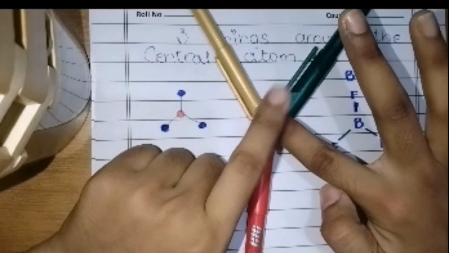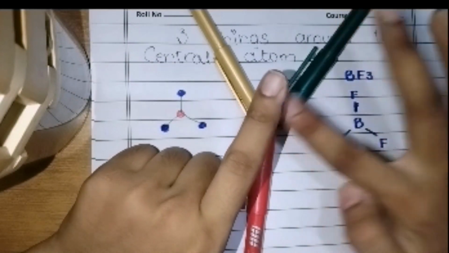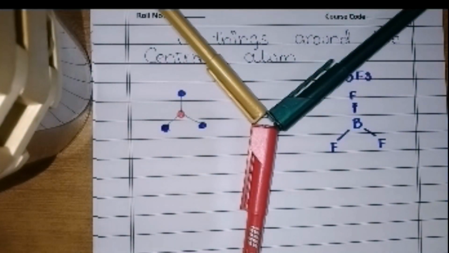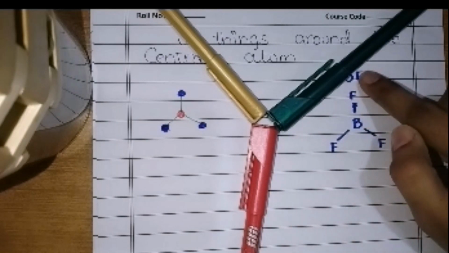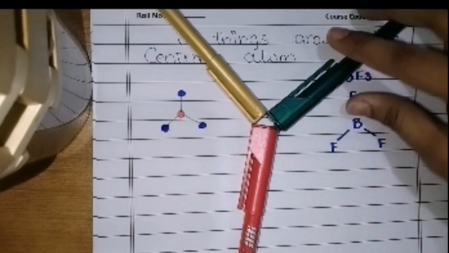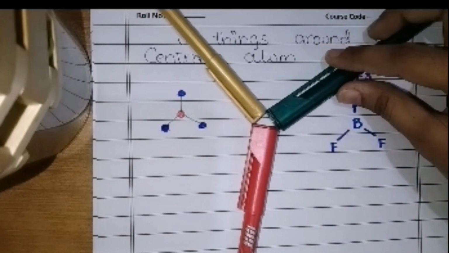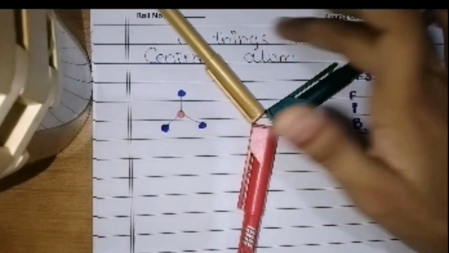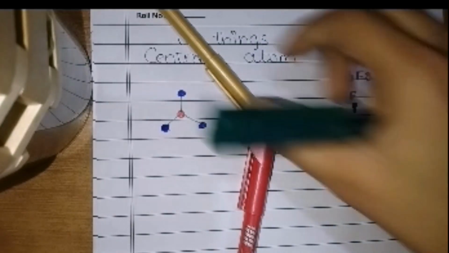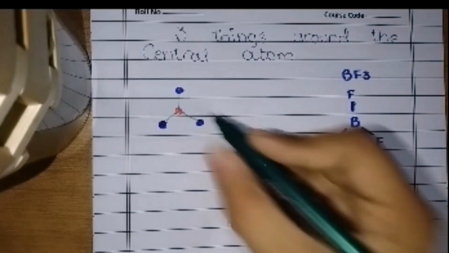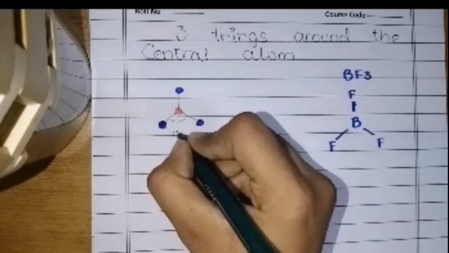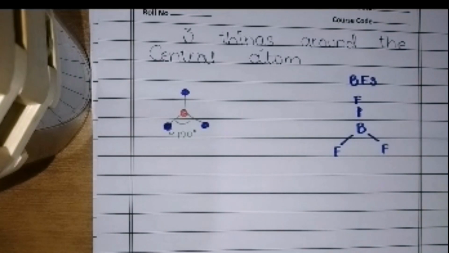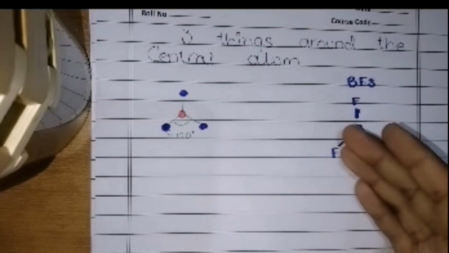Here, this is the central atom. It's in one plane as we can draw on paper. This angle is 120 degrees, and all 3 angles would be the same, 120 degrees, and try to be as far as possible, and the geometry would be called trigonal planar.